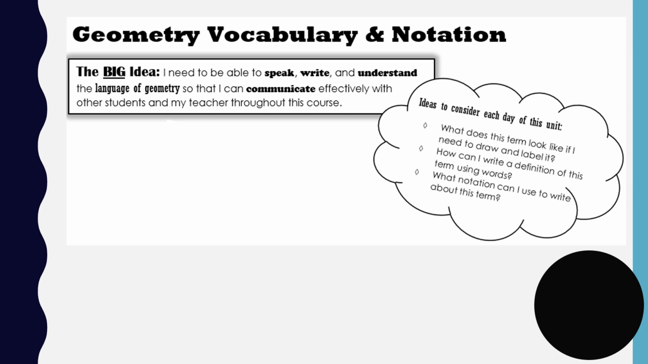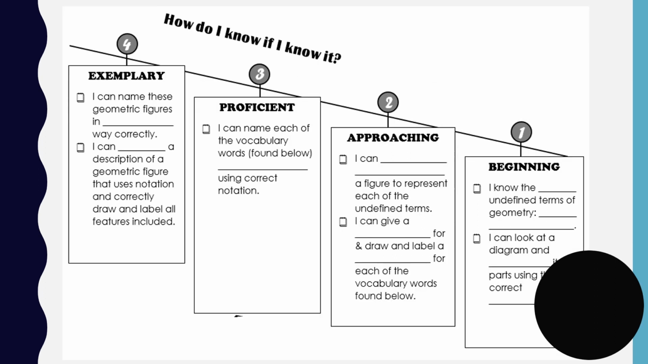This is what a typical standard will look like, this page, and we're going to go through a sample scale. Level 1 for this scale is to know the 3 undefined terms of geometry. They are point, line, and plane. That is part of level 1 on this scale. The second part is to be able to look at a diagram and identify its parts using the correct vocabulary. Sorry that that's covered up a little bit. That word is vocabulary.